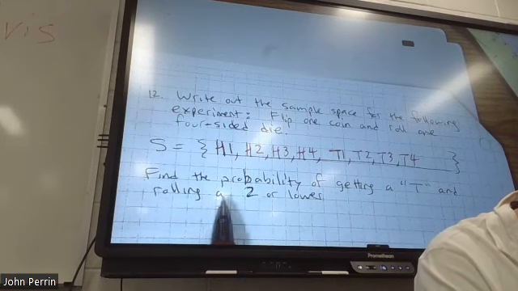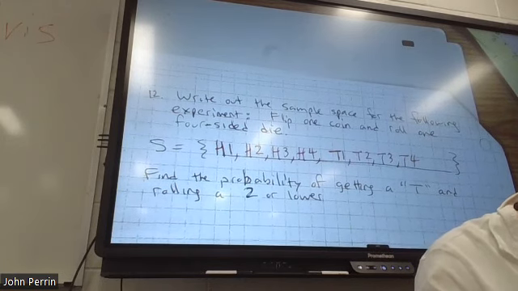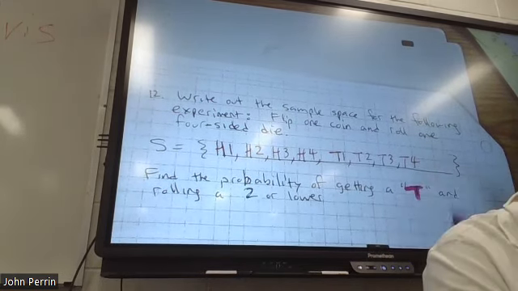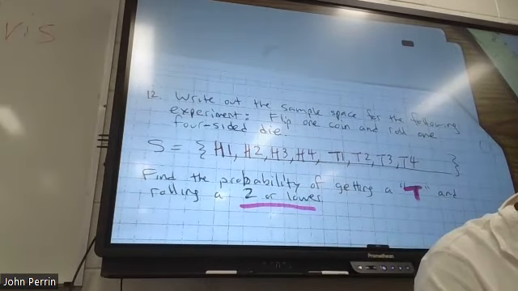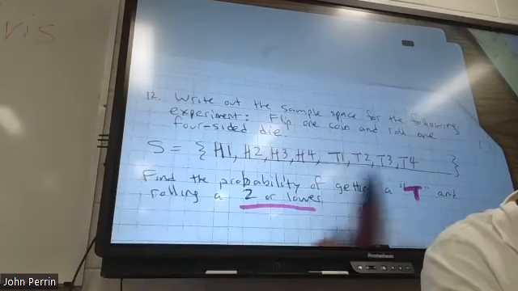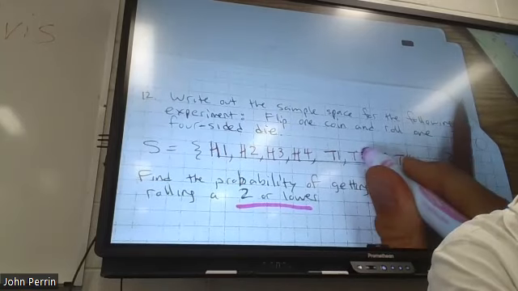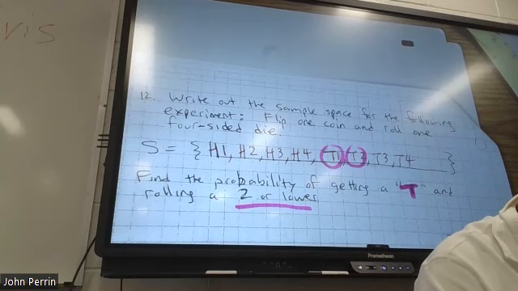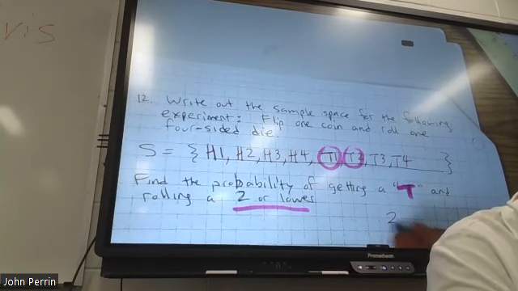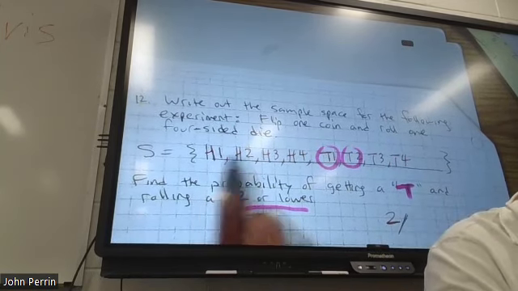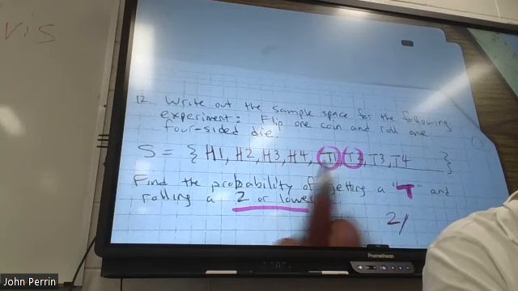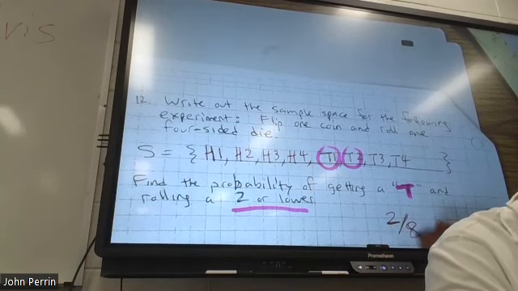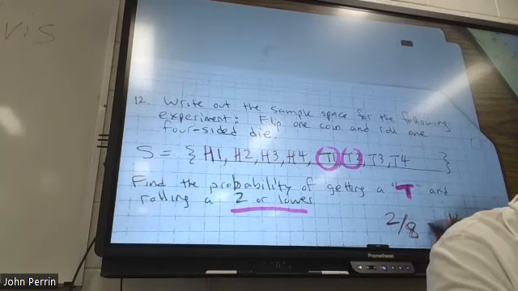So here's our question. Find the probability of getting a tails and rolling either a two or lower. So I would just find those in the sample space. Here's a tails and a two, and here's a tails and a one, which is lower than a two, and that's it. That happened 2 times out of 1, 2, 3, 4, 5, 6, 7, 8 times. So 2 out of 8, you can call that 1 out of 4.